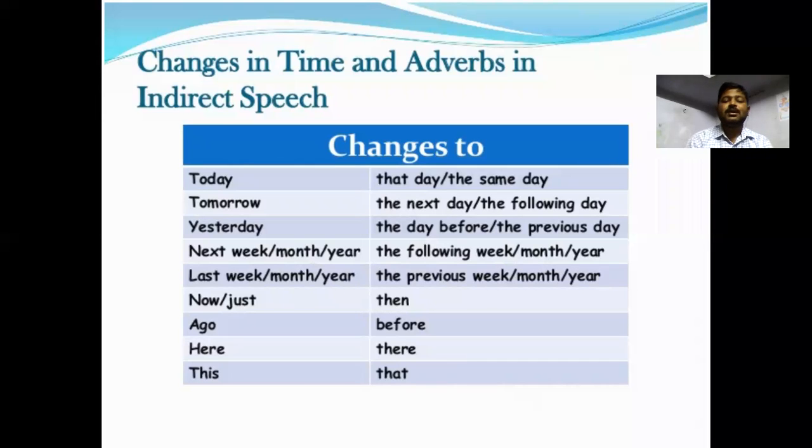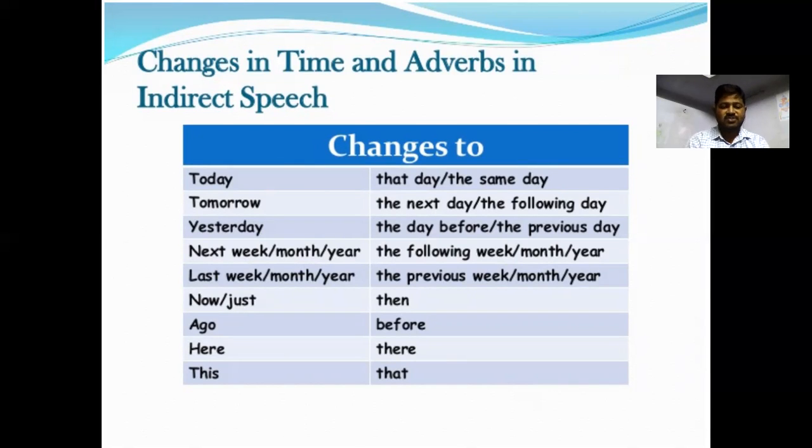Today becomes that day, the same day. Tomorrow becomes the next day or the following day. Yesterday becomes the previous day or the day before. Next week, the following week. Next month, the following month. Next year, the following year. Last week, the previous week. Last month, the previous month. Last year is denoted with the previous year.